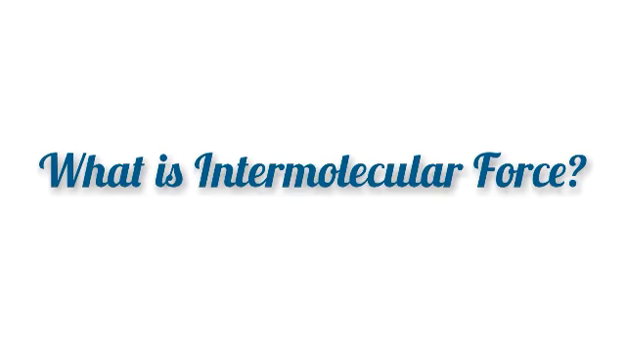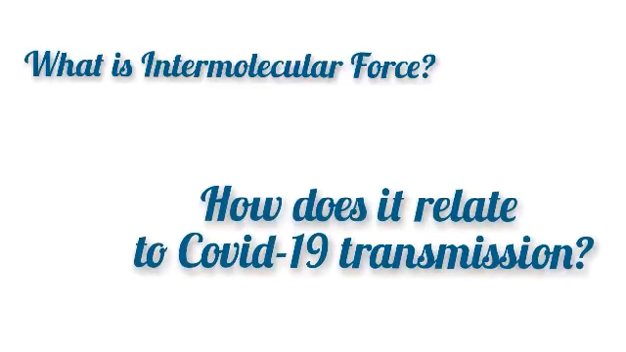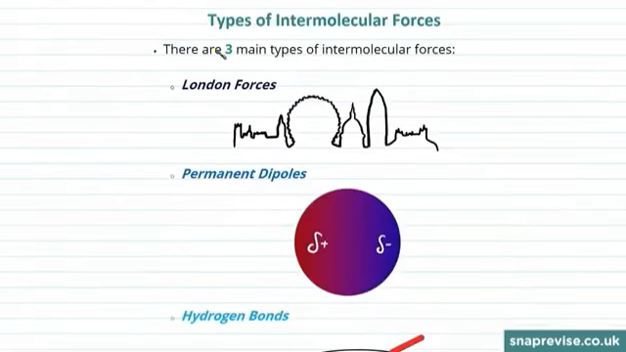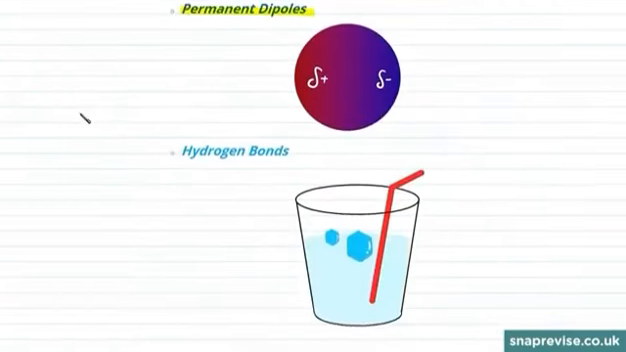So what is intermolecular force? How does it relate to COVID-19 transmission? Intermolecular forces are molecular interactions, and these are the forces of attraction that act between molecules. These are non-bonded interactions, unlike our ionic and covalent bonds. They do not involve the transfer of any electrons. They are a result of the constant and random movement of electrons within shells of atoms. There are three main types of intermolecular forces. The first is London forces, the second is permanent dipole interactions, and the third are hydrogen bonds.